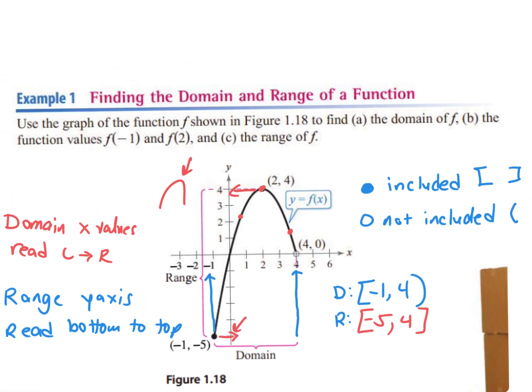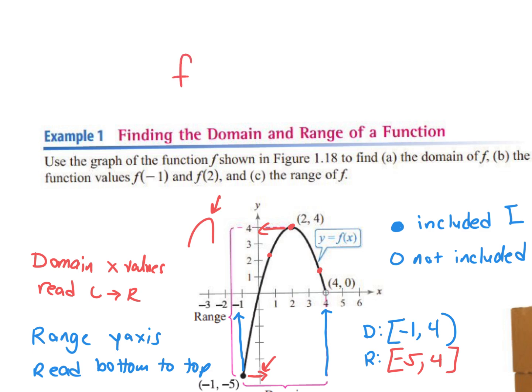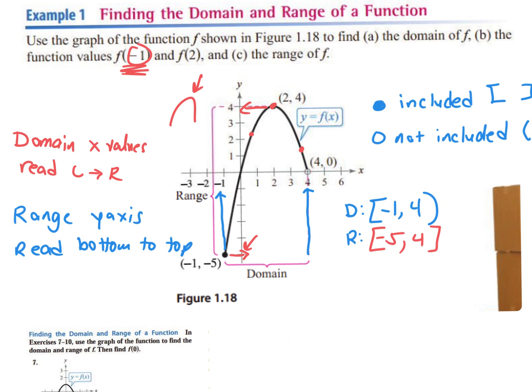Another thing that you're going to see is they're going to ask you for f of -1, f of 2, f of whatever. What is f of x, a fancy way of saying what letter? Y, right? So when they ask you, what is f of -1? Well, what does this -1 represent? The x value. So what this question is asking, what is f of -1? It's what is the y value when x equals -1? So I'm going to go over here to x equals -1, right? And I'm going to go down, and what is the y value when x equals -1?